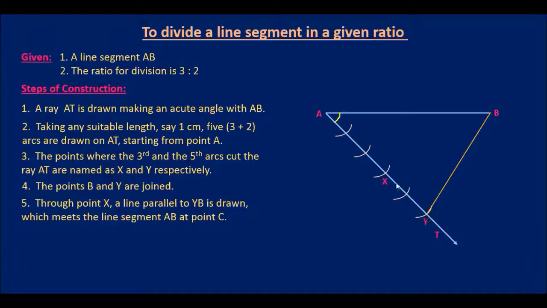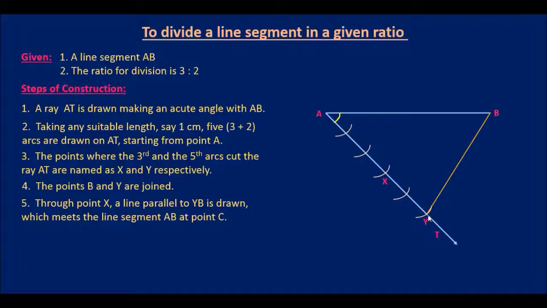This transversal is making an angle with this YB. So if we have to make corresponding angles equal, we can only make corresponding angles equal. Otherwise, if we want to make alternate interior angles equal, the other angle will be on this side of the ray AT, and the line parallel to YB will be drawn on this side, which we do not want. So we will be making equal corresponding angles.